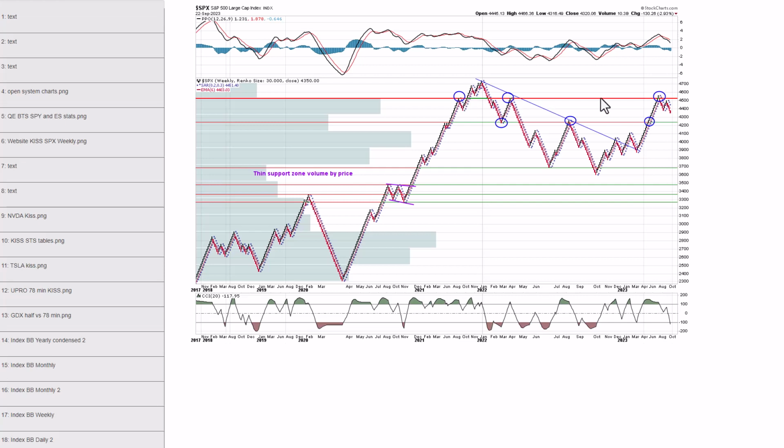Now this area in the low 4200s, you could see that was support back in early 2022, became resistance. We broke it, so it's now support. This is an area of support to watch.